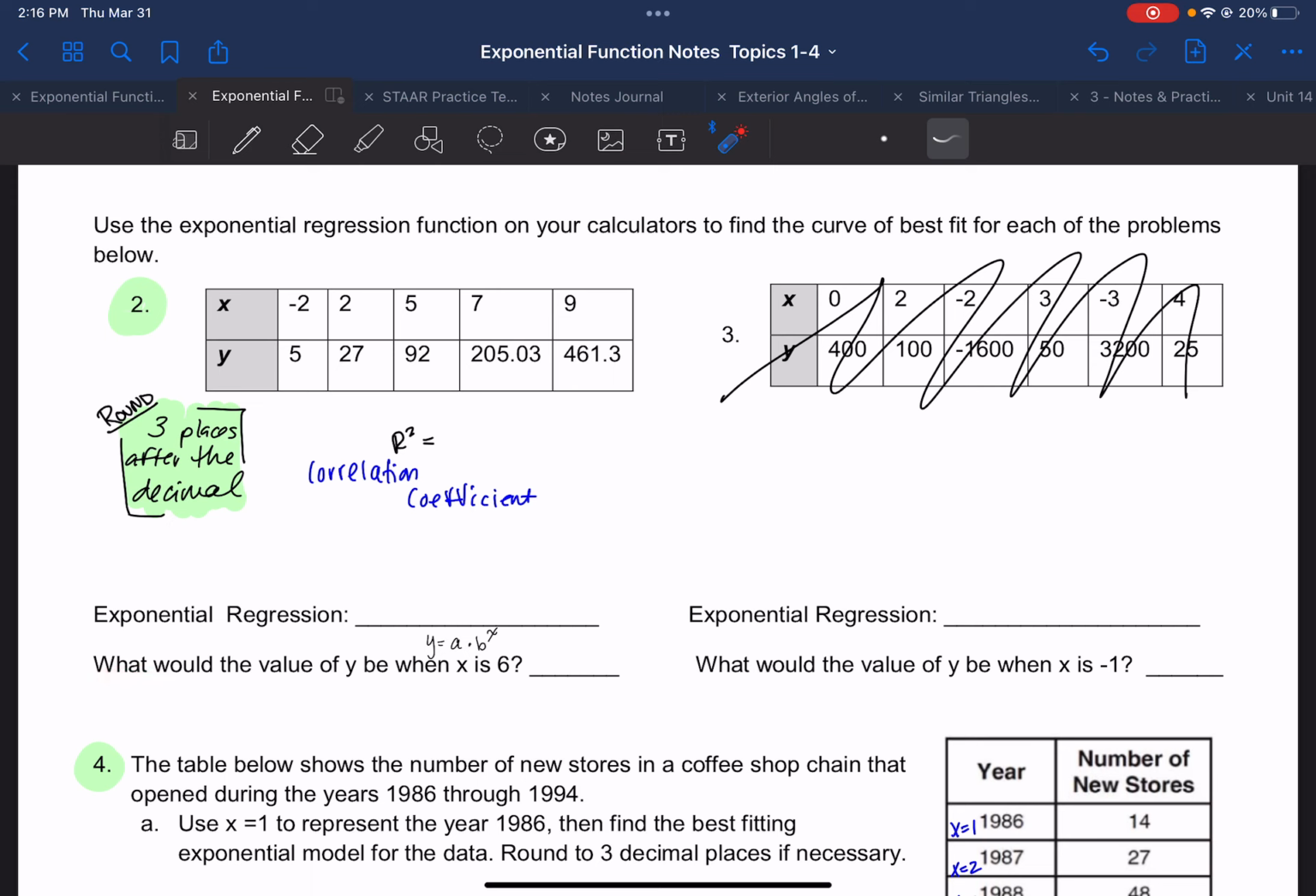These are questions that you're probably going to see on your STAAR, right? The way they're worded: the value of y when x is 6. So it's saying x is 6. What that actually means is let x equal 6, plug it in. What do you get for y? That's all it's saying. All right, so get your calculator out.